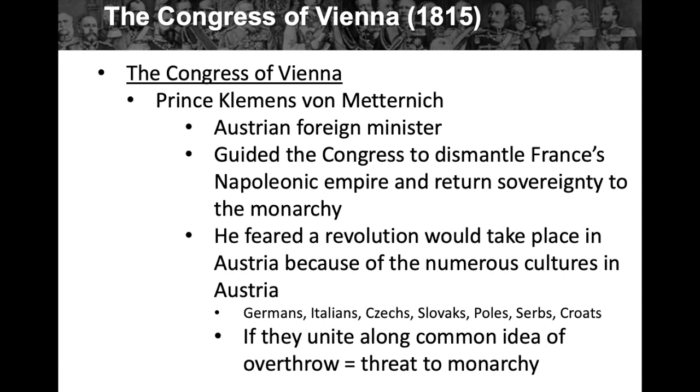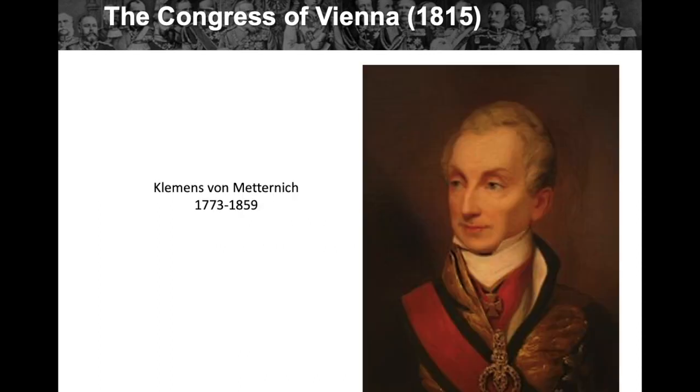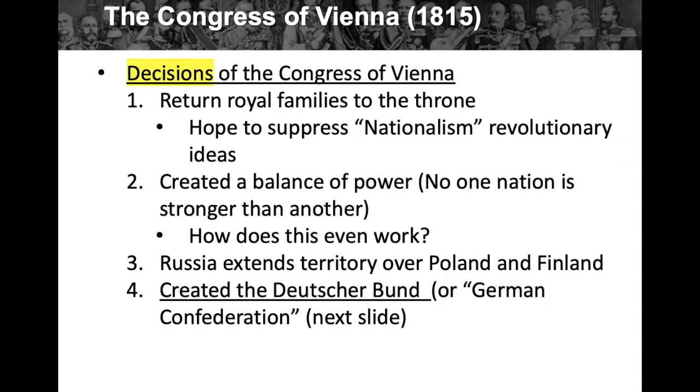He feared a revolution would take place in Austria because of the numerous cultures in Austria. So he's trying to shore up his own power base by making sure the different cultures in Austria don't revolt themselves. There are some nationalities in Austria: Germans, Italians, Czechs, Slovaks, Poles, Serbs, Croats. A lot of different national backgrounds there. And if they unite along the common idea of overthrow or revolution, then that would be a threat to the monarchy. So Prince Clemens is very concerned about this. Okay, there he is.